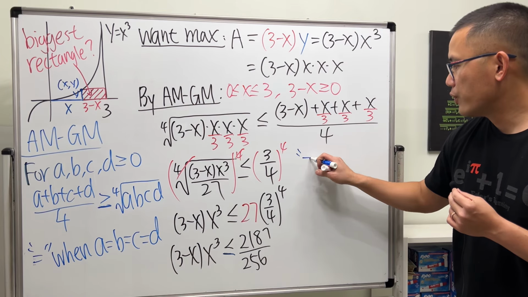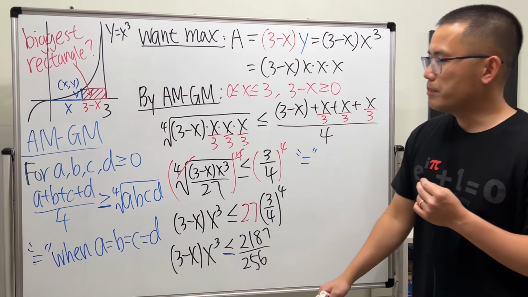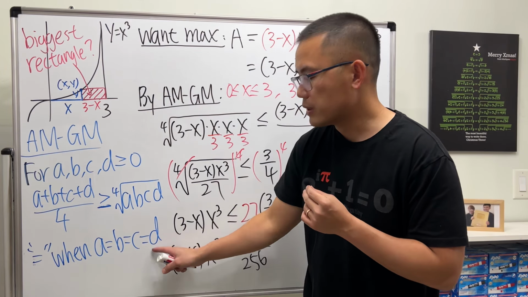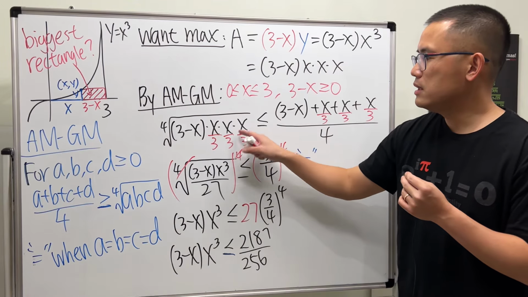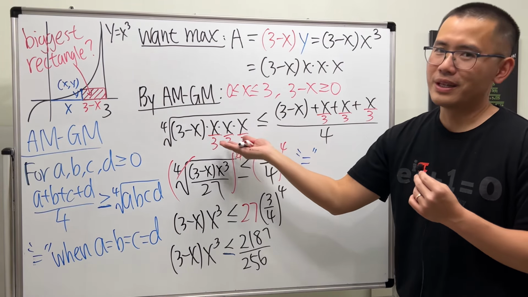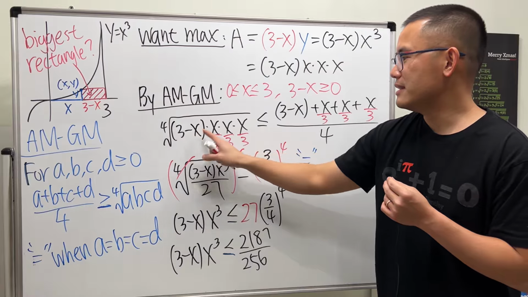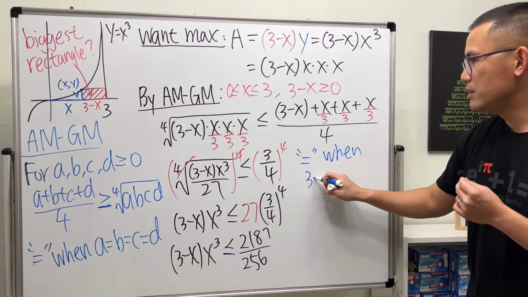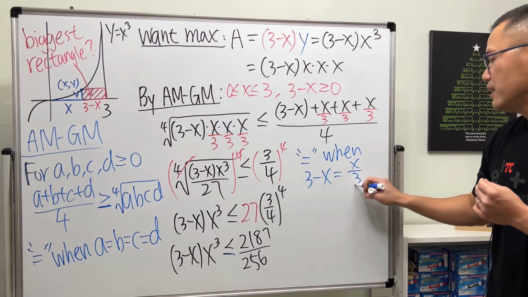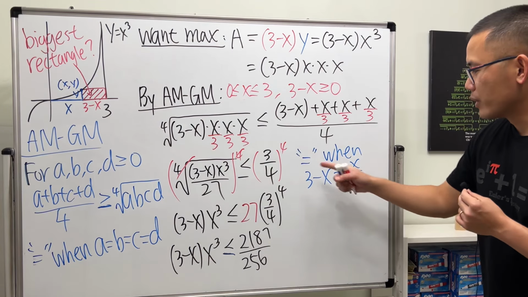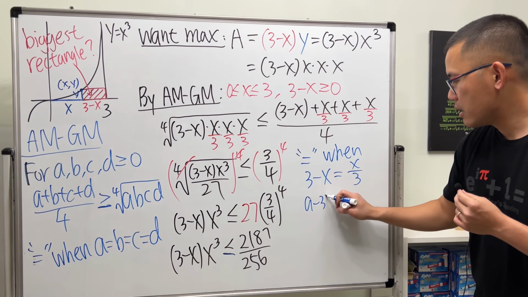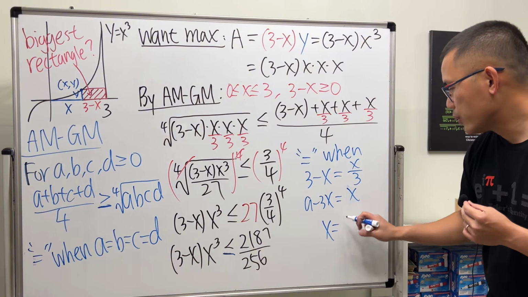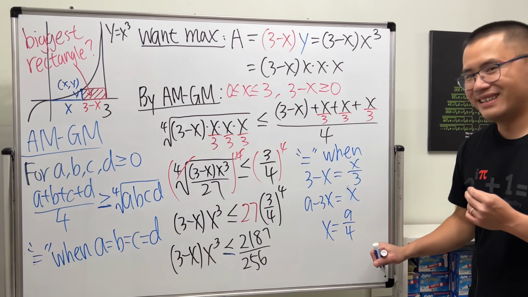So I will say for the equality, remember what we said earlier, equality is when A is equal to B is equal to C is equal to D. B, C, D, they are all equal, that's clear. So we just have to make sure A is equal to B. So we just need to check when 3 minus x is equal to x over 3. Is this achievable? Sure thing. Multiply both sides by 3. Put this to the other side is 4x and divide both sides by 4. So x is equal to 9 over 4.